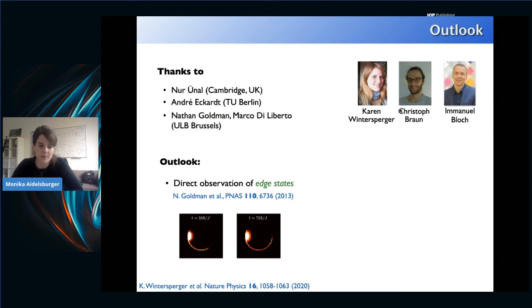And now starting from there are a lot of interesting physics that we are interested in studying. In particular, we are trying to see the edge modes directly in a finite system in our lab.